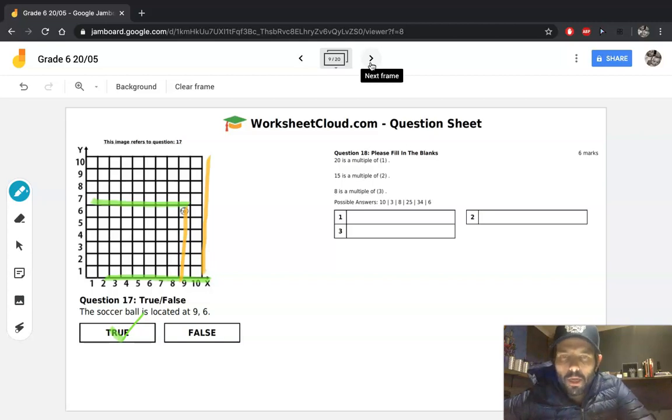Okay, I hope you guys are still pausing when you see these questions, trying to work through them by yourself and then pressing play to see how you got on. It's the best way to learn how to do examination questions. First give it a shot yourself and then check the model answer. Question 18, please fill in the blanks. 20 is a multiple of 10.